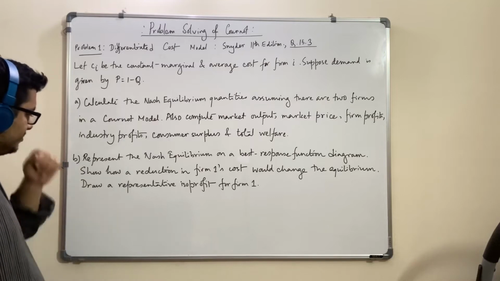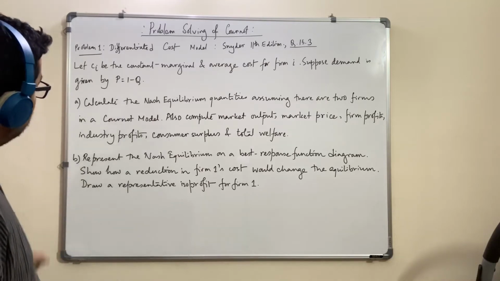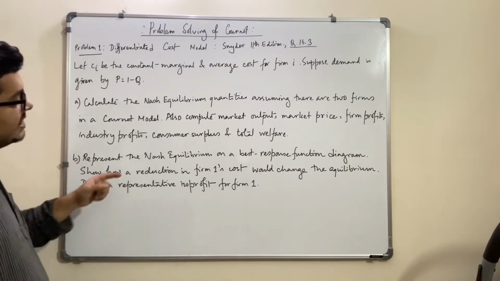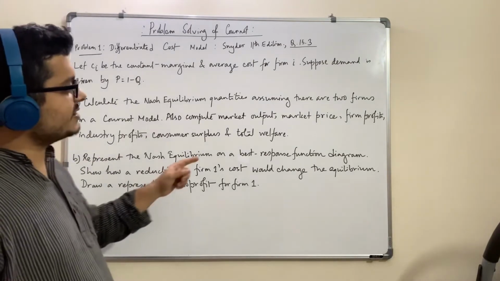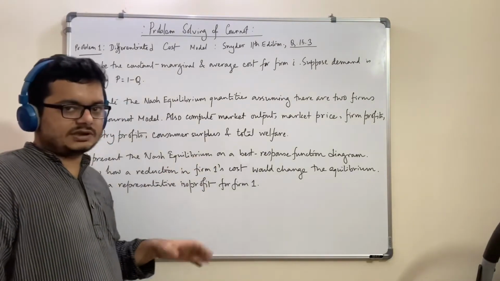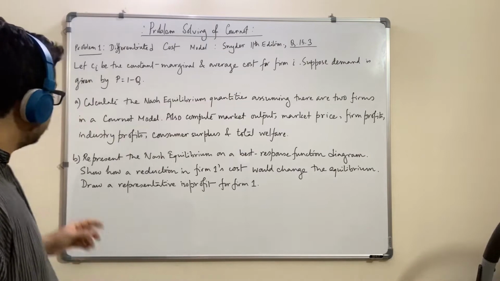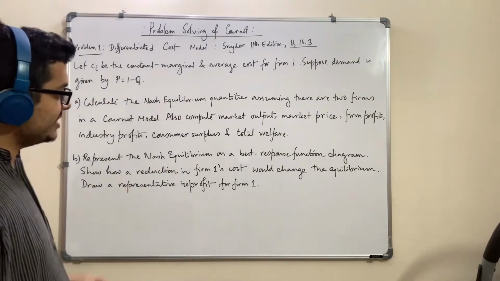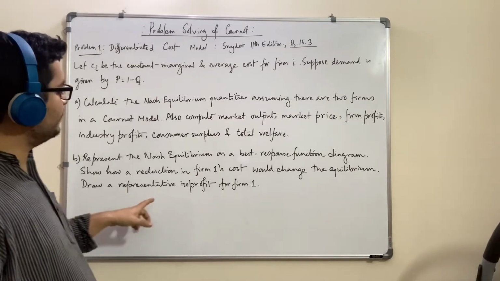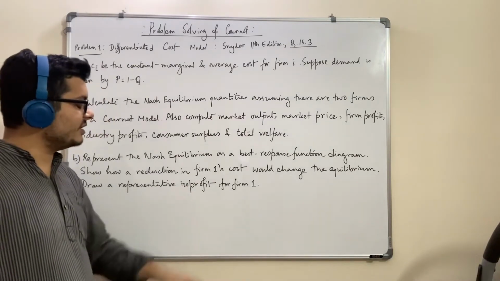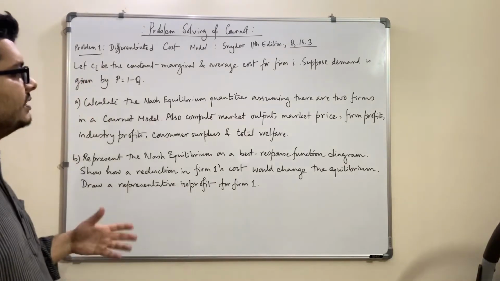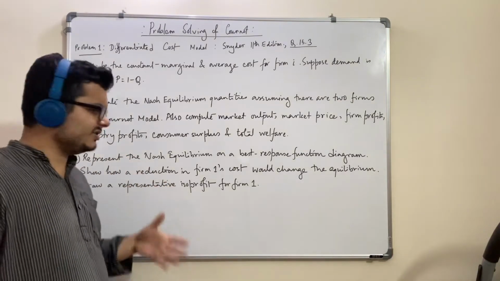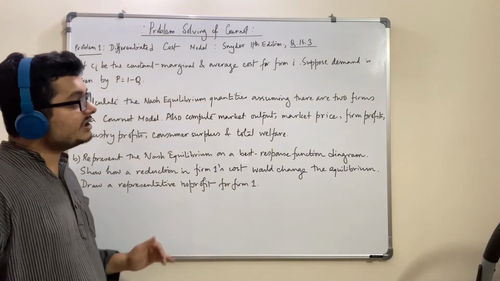Part B, which is a problem of my prime interest: represent the Nash equilibrium on a best response function diagram, something that we have done in the first class itself. Show how a reduction in firm 1's cost would change this equilibrium. Draw a representative isoprofit curve for firm 1. So if you are familiar with the earlier 2 classes on Cournot, this is an easy problem. The only thing is it is lengthy.